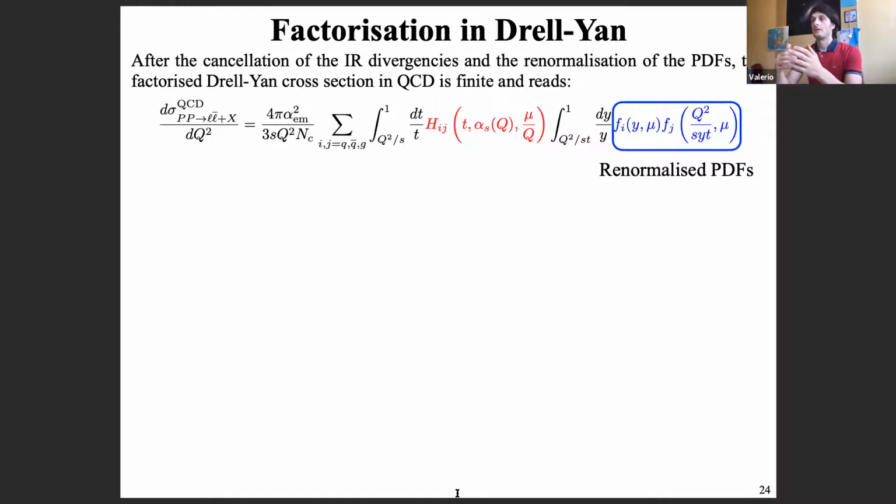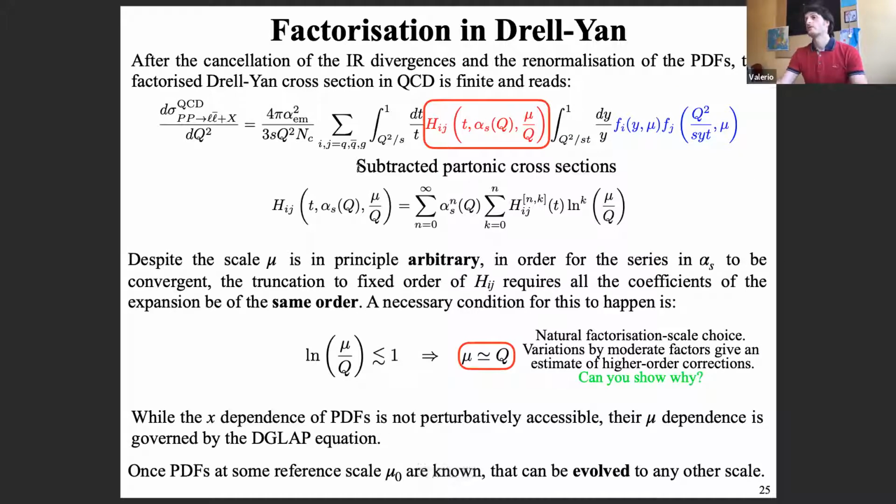Now let's go back to Drell-Yan production, after having removed the divergences and after having renormalized the PDFs. This is how the Drell-Yan cross section differential in Q squared looks like. Again, you have the PDFs, but this time the PDFs are renormalized, and this is indicated by the fact that you don't have the zero and you have the dependence on the scale mu. And then on top of that, you have the subtracted partonic cross sections. The subtracted partonic cross sections are just the cross sections computed in terms of quarks and gluons that have been subtracted of the collinear divergences that we have discussed before.